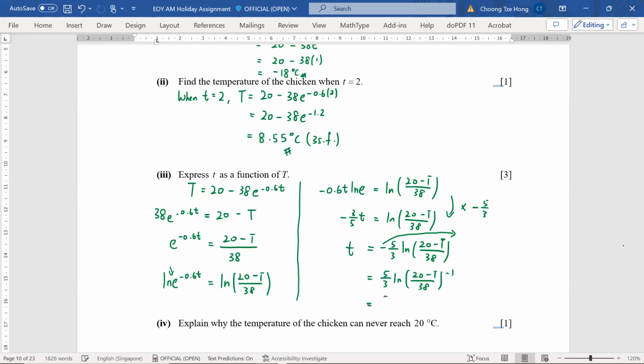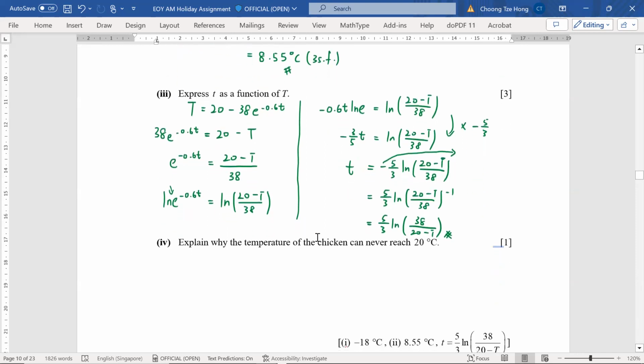So the final answer should be, okay, this will be the final answer. So we have made small t the subject. Do look through this. Not a very typical question, but not too difficult as well.